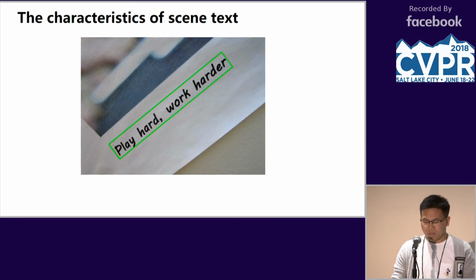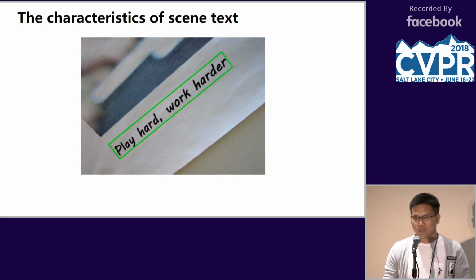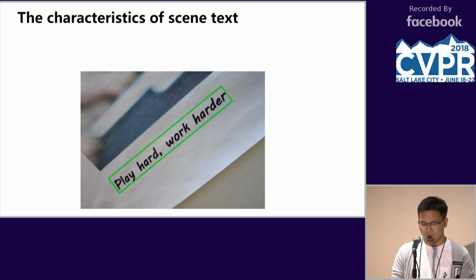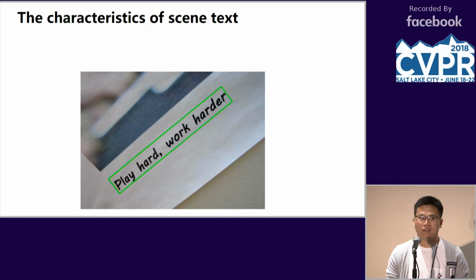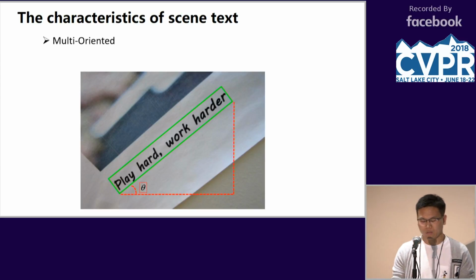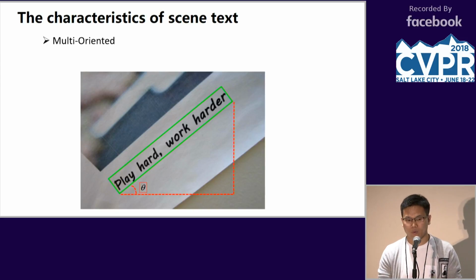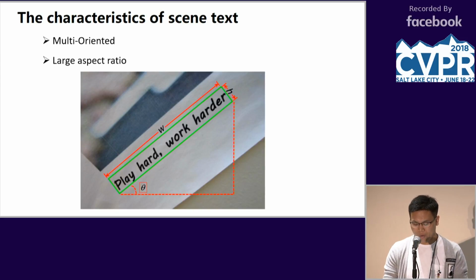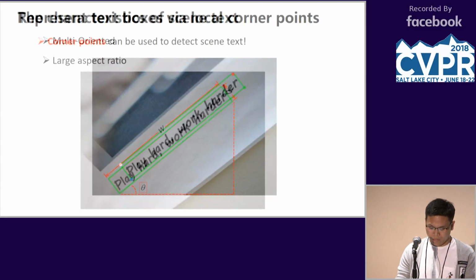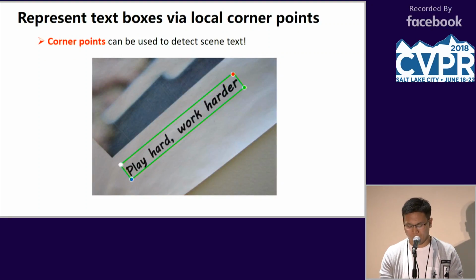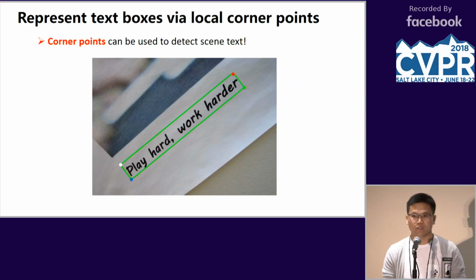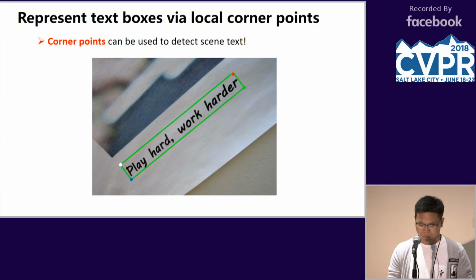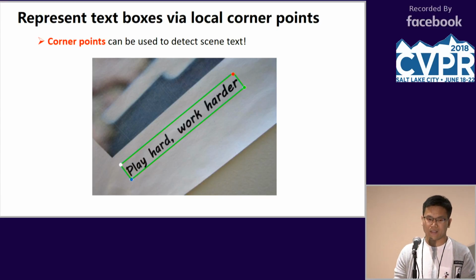Generally speaking, scene text can be seen as a special form of general objects. However, compared with general objects, the characteristics of scene text pose challenges to be detected. The text in natural images is always multi-oriented and has large variation in aspect ratio. So in this paper, we propose a method to solve these problems. The method is based on two motivations. The first one is that corner points can be used to detect scene text.